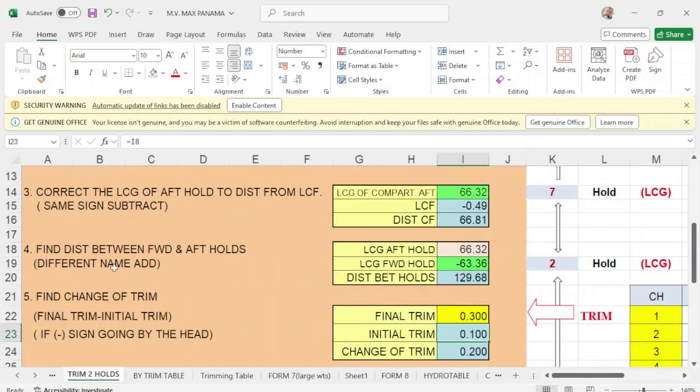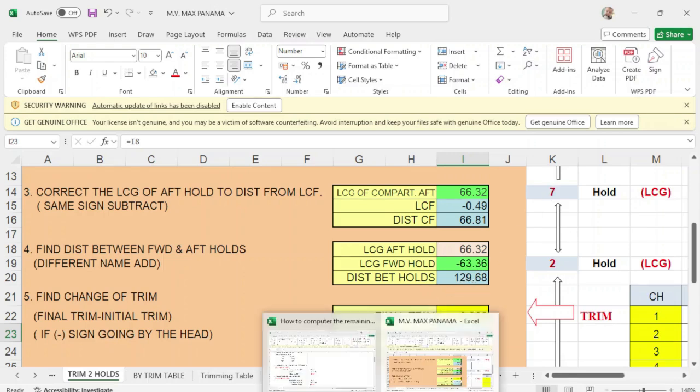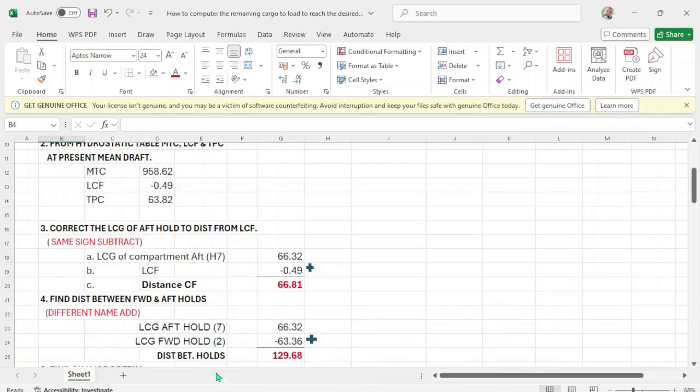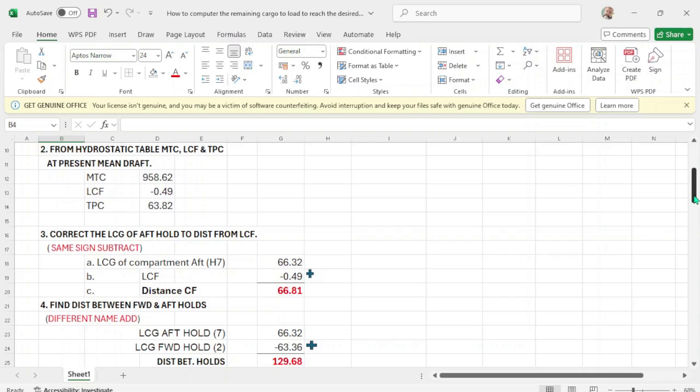Then it says here different name, add. So different names or different signs, then you add. That will be 129. The distance between hold number 2 and hold number 7 is 129.68, which is this one. So you add, because different name, then distance is 129.68. That will be number 4. So we go to number 5.